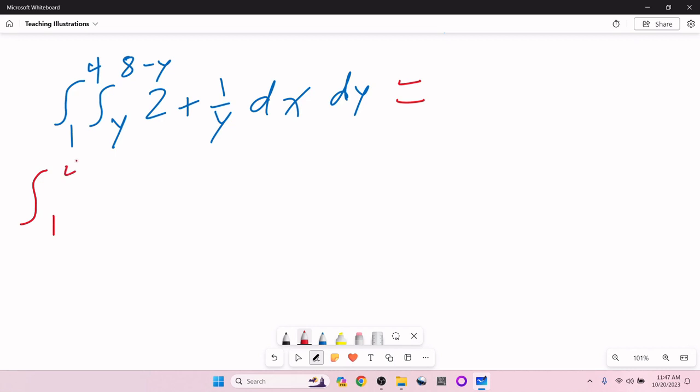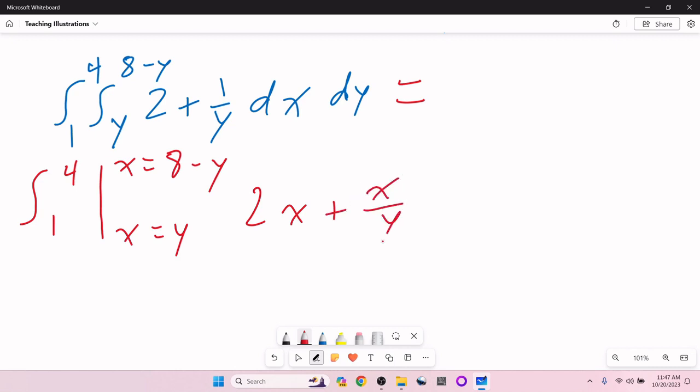So 1 to 4, so the x integral, so we will go from x equals y to x equals 8 minus y of 2x plus x over y. Those are both constants with respect to y. Or with that, I mean with respect to x.